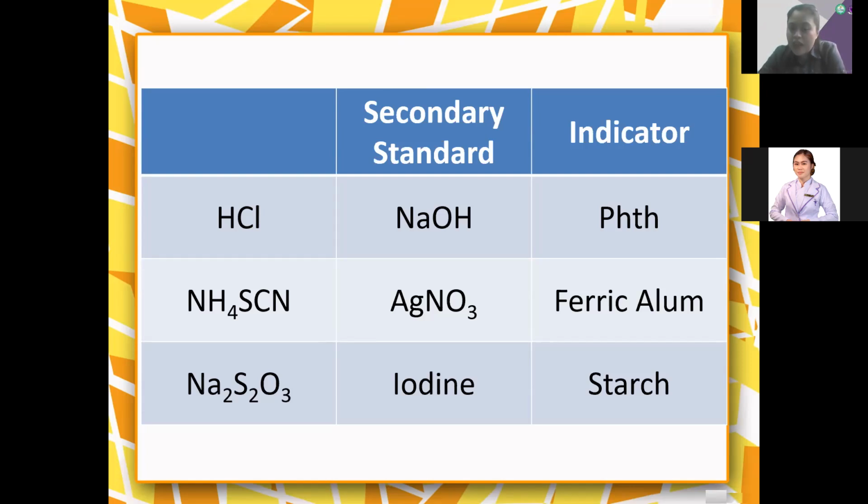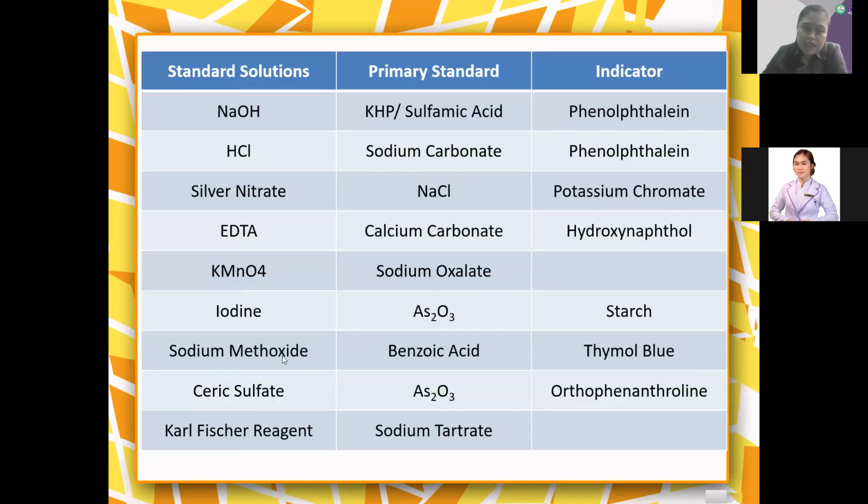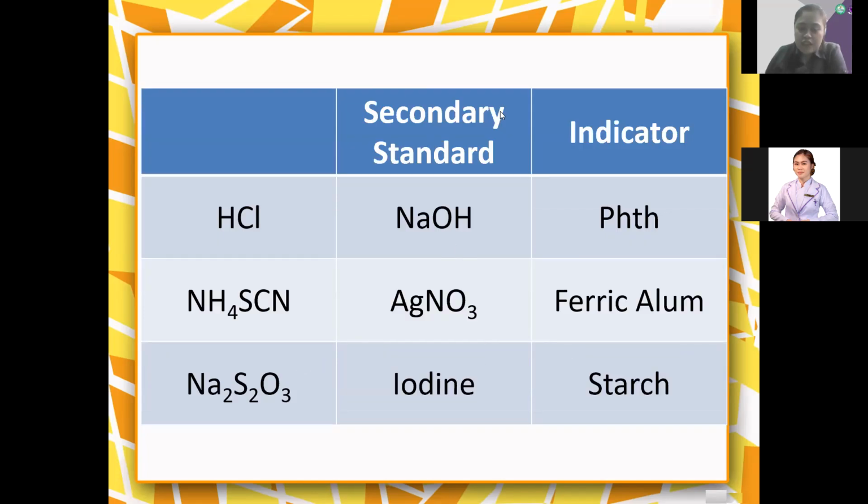For ammonium thiocyanate, we have the silver nitrate and the ferric alum as the indicator. For sodium thiosulfate, we have there the iodine as the secondary standard and starch as the indicator. Okay? Examples lang ito. Questions so far?